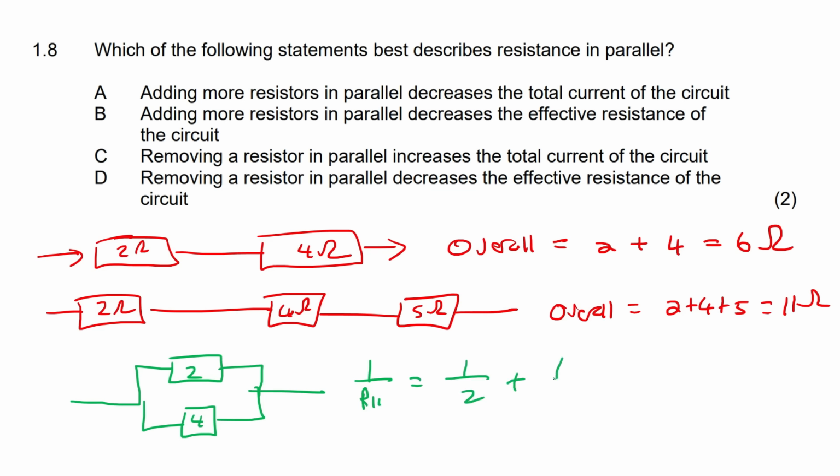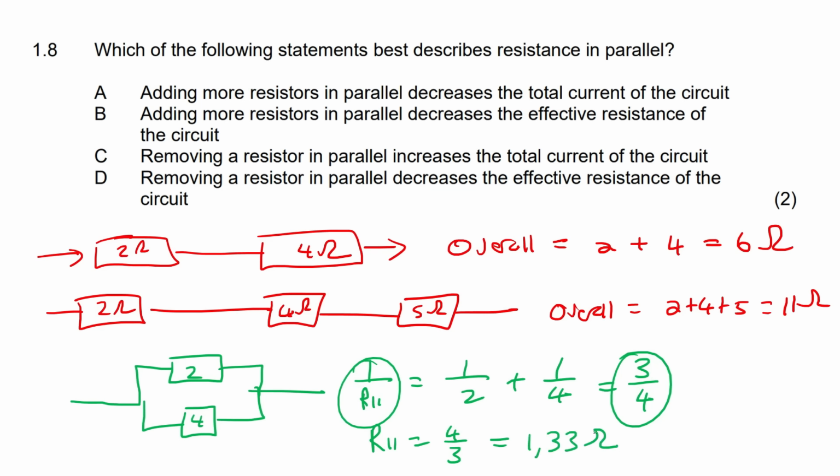1 over 2, 1 over 4. Now, if you add this all up, you end up with 3 over 4. And then you have to flip this around. So R parallel becomes 4 over 3, which is the same as 1.33 ohms. Now, I'm going to add another one in parallel. So let's say, for example, I now add another one over here, which is a 5 ohm. So then when you calculate this part, you're going to say 1 over 2, 1 over 4, plus 1 over 5.